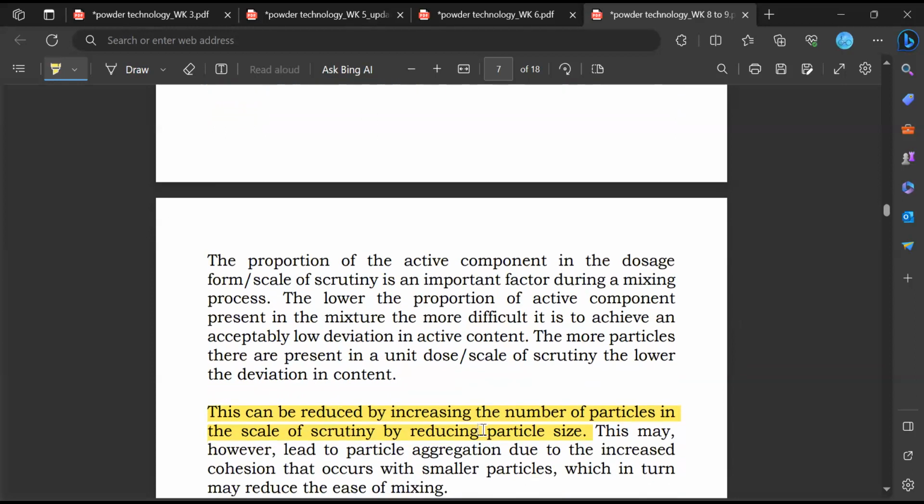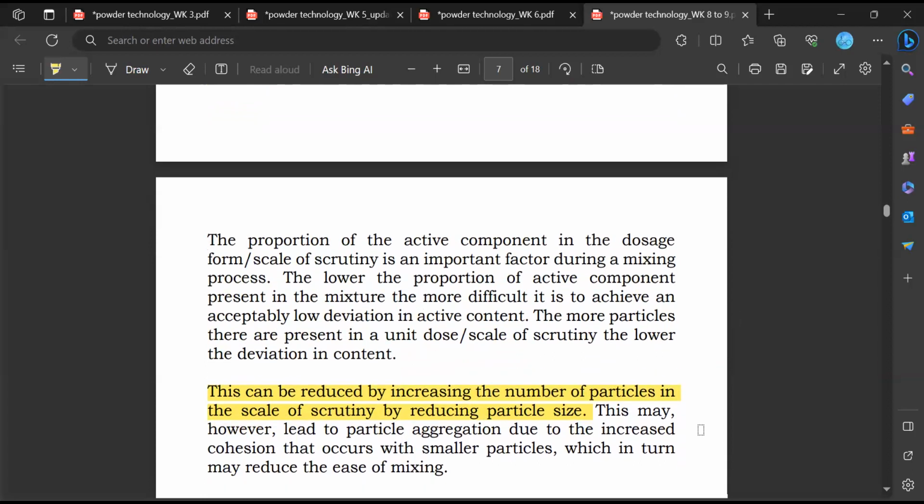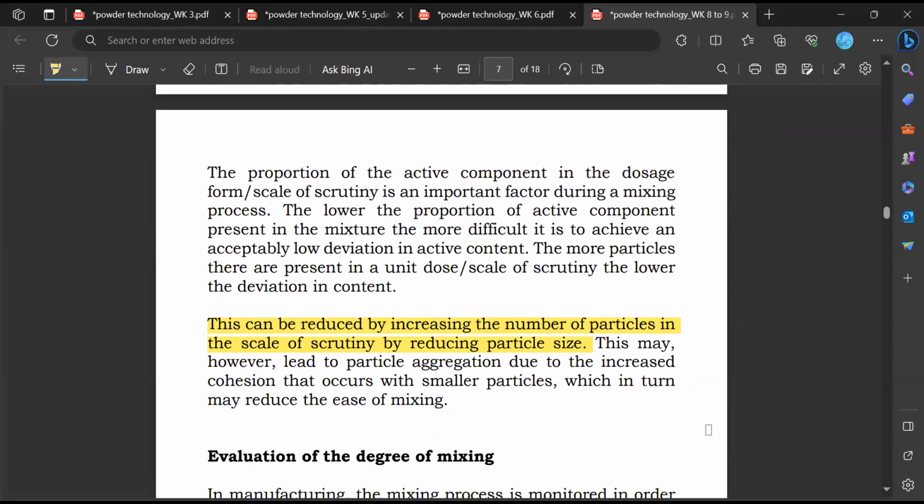So the problem of high deviation can be reduced by increasing the number of particles in the scale of scrutiny by reducing the particle size. But when you're reducing the particle size, you have other effects like particle aggregation, and we know that the finer the particle, the more issues it will create in tablet making.